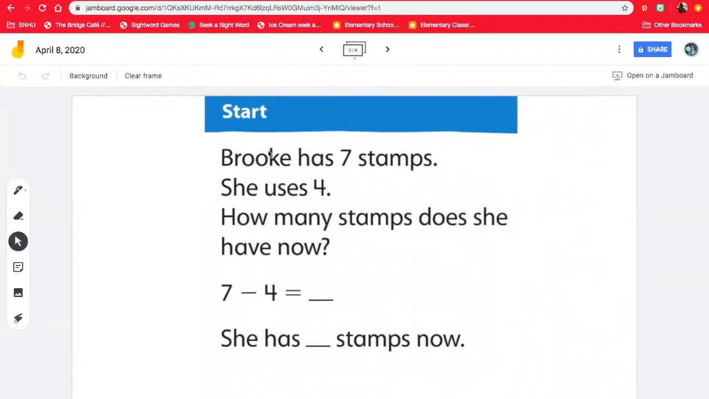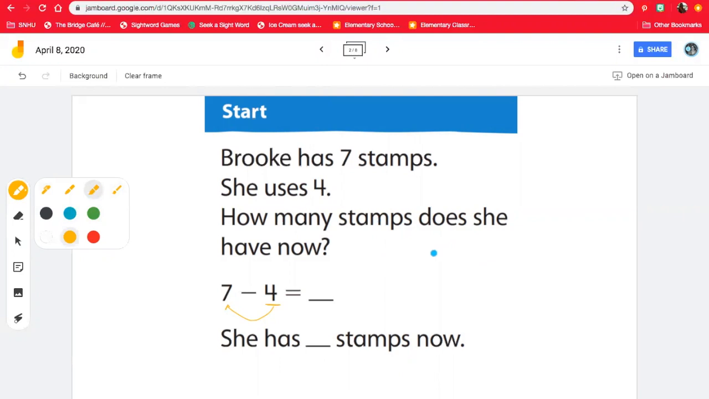It says, Brooke has 7 stamps, but she uses 4. How many stamps does she have now? So she has 7, but she used 4. So we need to figure out how many does she have left? Well, we could start at 4 and count on to 7. So we could draw a picture.